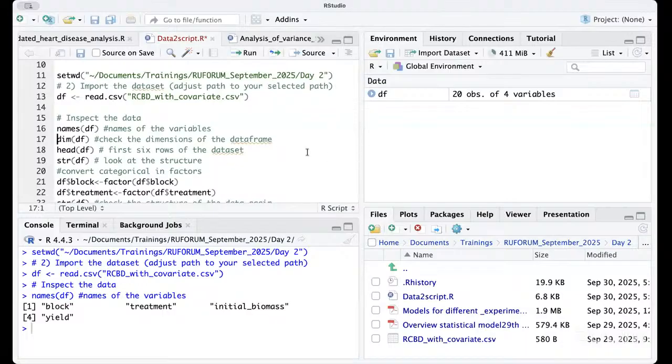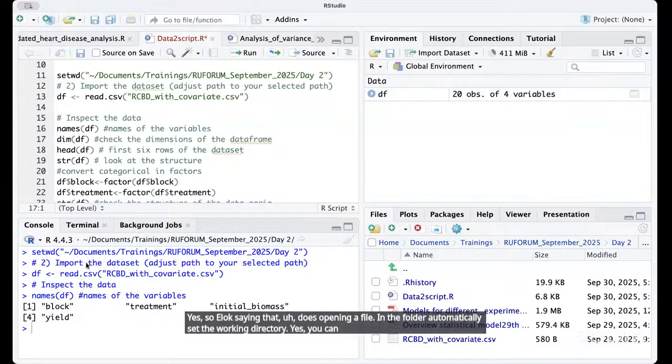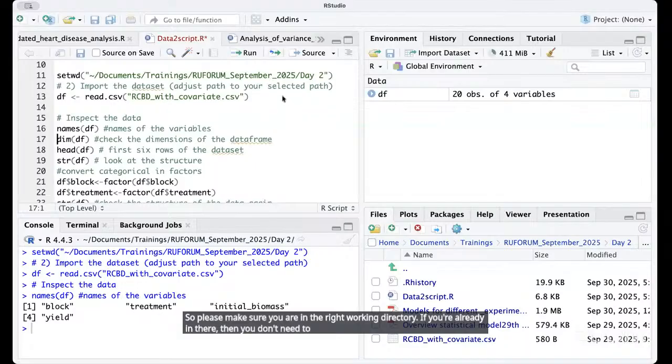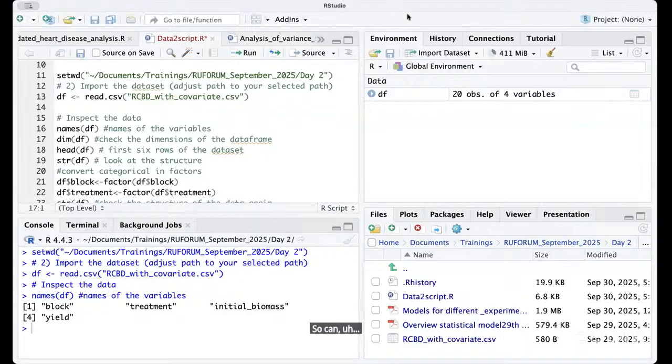Enoch is asking whether opening a file in the folder automatically sets the working directory. Yes, you can do that. You saw what I did. Please make sure you are in the right working directory. If you're already in there, then you don't need to worry about that. So can this gentleman be allowed to share so that we can see what is going on?